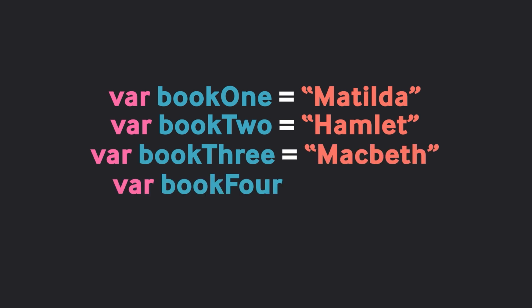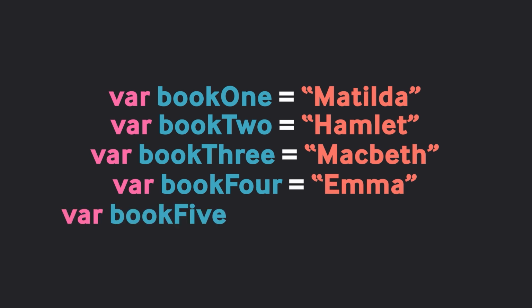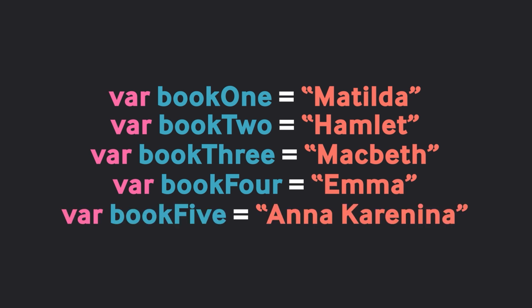What if you wanted to add a fourth book? You'd probably create another variable. A fifth book? Another one. Now you have 5 disconnected variables with no real relationship to each other. You can't loop over them, you can't pass them around together, and you definitely can't easily scale this to a library of 100 books. This is exactly the problem that arrays solve.